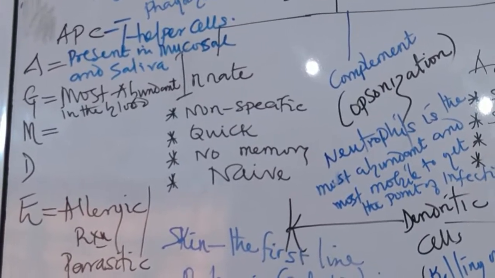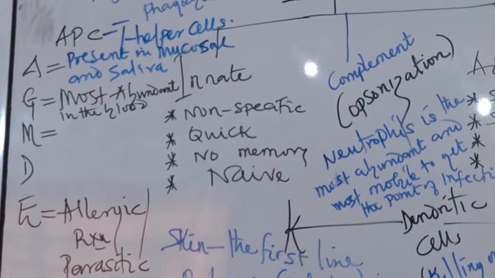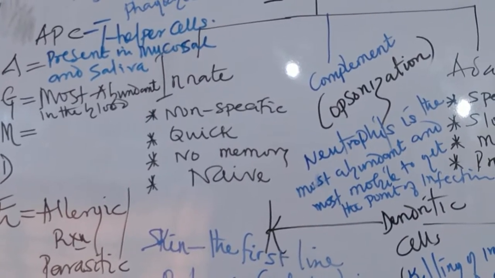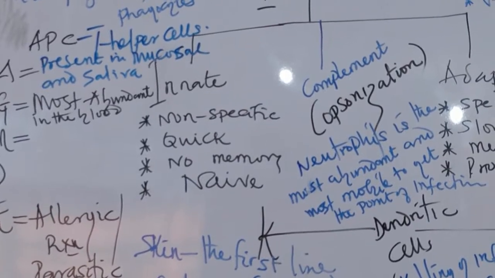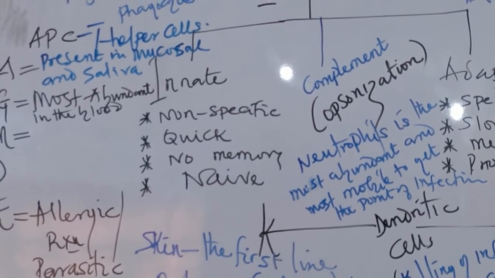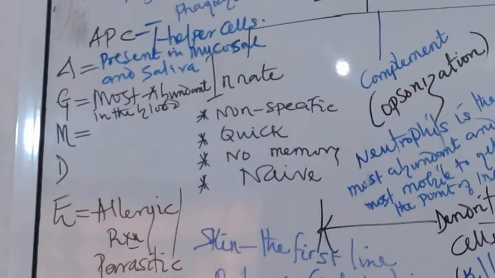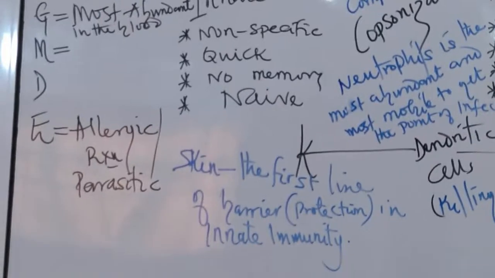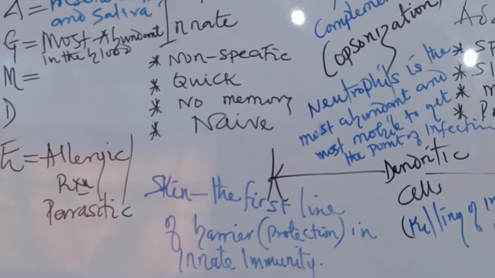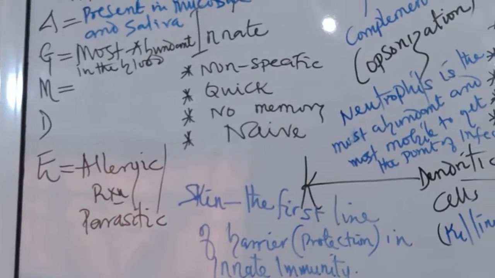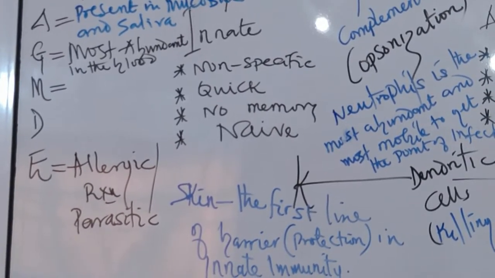Immunoglobulin M is the first one that is actually responsible for primary protection, whereas immunoglobulin E is the one that is actually needed in case of allergic reaction, especially, and is also very responsible sometimes for parasitic clearance. You need to know that.